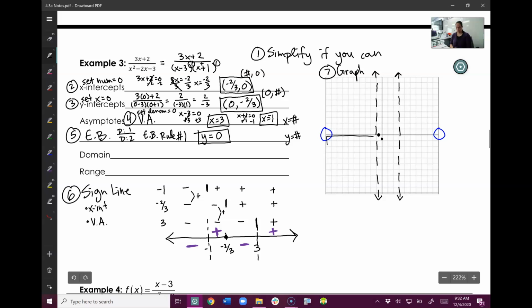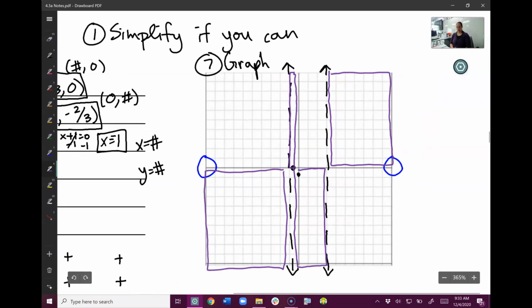Left of -1 is negative. Oops, let's do that in purple. So that's going to be below the x-axis. Between -1 and -2/3 is positive. That's going to be above the x-axis. Between -2/3 and +3 is negative, below the x-axis. And right of 3 is positive, above the x-axis. So that should be your boxes.